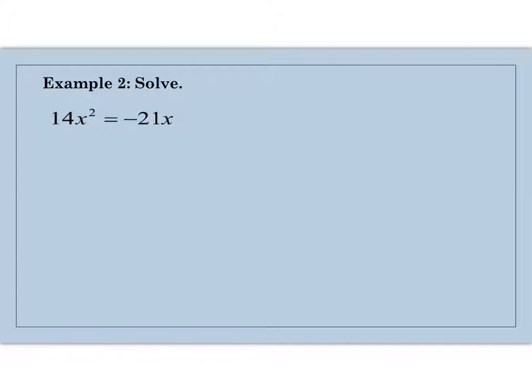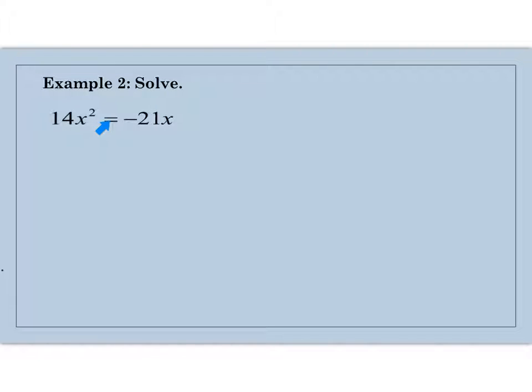Check out example 2. This time it is not factored for you. And the clue is I don't see any parentheses, kind of like that last example. So think about those steps. The first step was to make sure everything is on the same side.